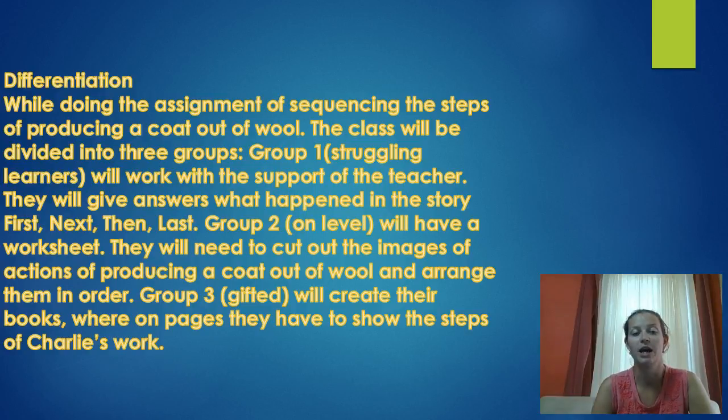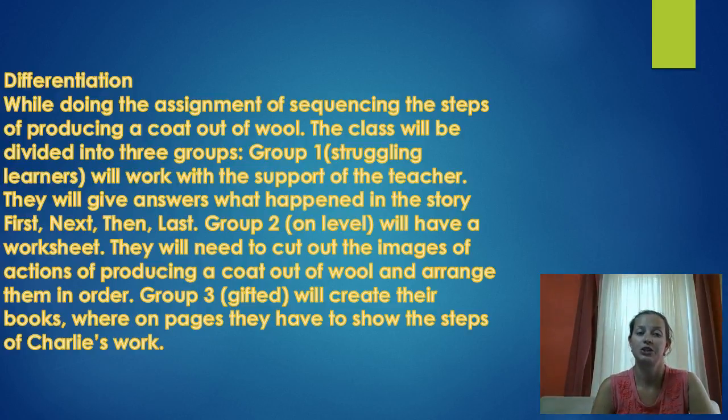Group number 2, the students on the level, will work independently. They will have a worksheet. They will need to cut out the images of the actions of producing a coat out of wool and arrange them in order. And group number 3, gifted students, they will create their books where on pages they have to show the steps of Charlie's work.